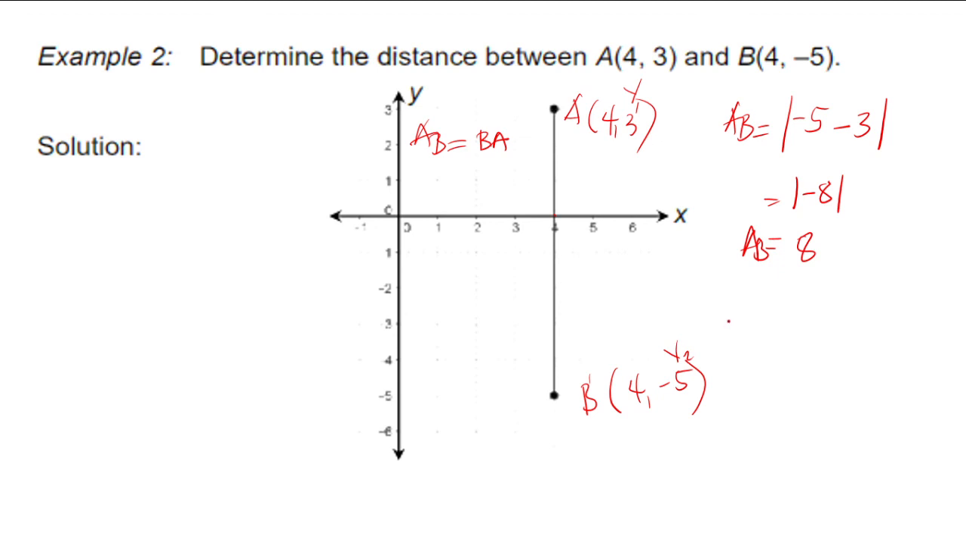Okay? Paano pagbaligtad naman? So, you have 3, yung isa naman, 3 minus negative 5. And then get the absolute value. Negative and negative, positive. So, 3 plus 5, 8. So, the absolute value of 8 is 8. So, AB is 8 units long. Okay? Pag vertical naman yon.